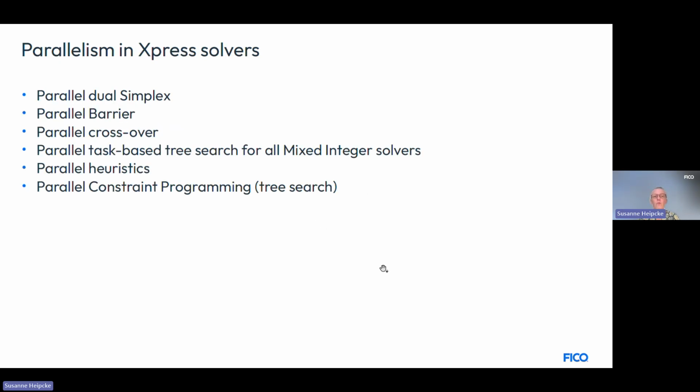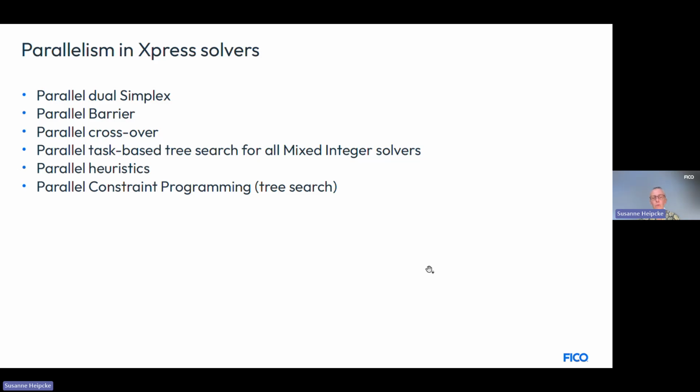So for the solvers, we have parallel dual simplex, parallel barrier, crossover, and then for the tree search for mixed integer, and then also for constraint programming and also parallelized heuristics. There are lots of these features with different controls, but that's really not the topic of today's talk. It was just meant to mention this.